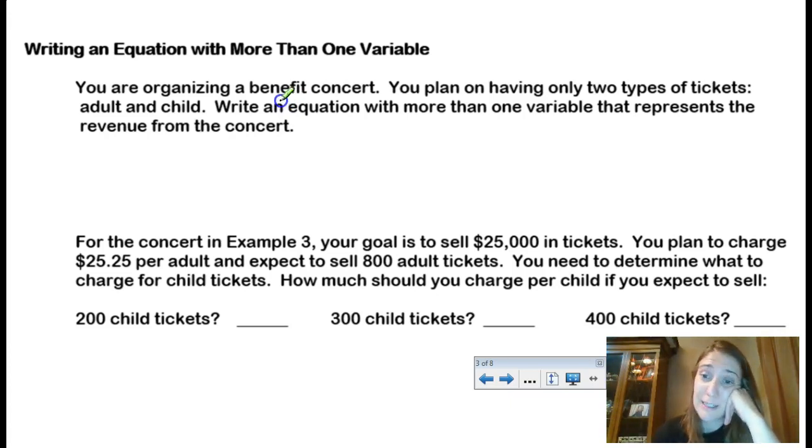This is not a chemistry example at all. This is a very boring example, but we like to give you boring examples in the notes so you can really see the math, right? So we have two types of tickets for this concert, adult and child, and write an equation. It's going to have a whole bunch of variables that represent the revenue from the concert. So let's start with a kind of verbal model, because that way we know what our variables represent.